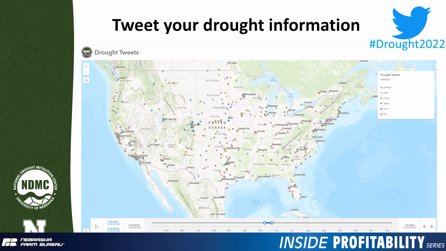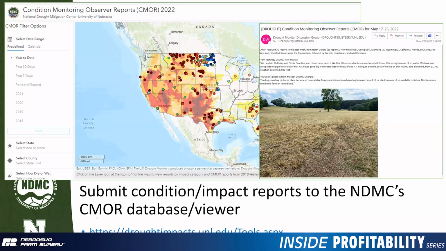This is one way to get out there, and anytime drought's mentioned in a tweet, we're going to find it and scrub it using machine learning with computers, and we capture that and put it into a database. The other way is through this condition monitoring observation report database and viewer. This is people coming in and just clicking on a few things where they are, not down to the farm scale, but maybe down to a state or county level. How are they being impacted? Here they can upload a photo. This is an example of a report in New Mexico, and this one is from Georgia, from May of this year. I just pulled out an example.